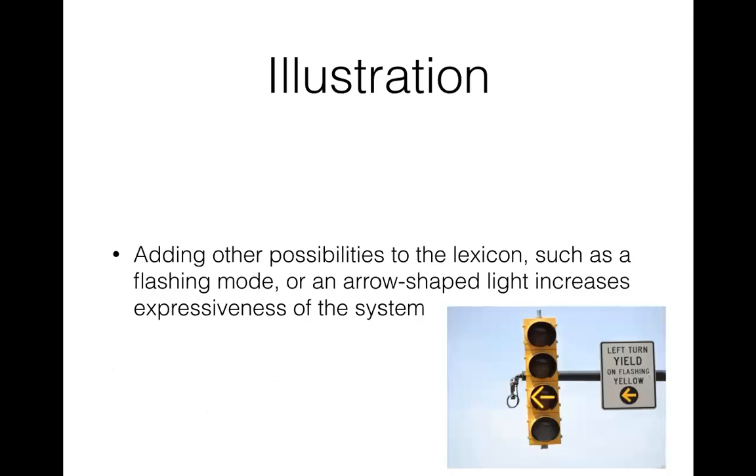Now you can always add other possibilities to the lexicon, right? So here is an example of left turn yield on flashing yellow. The yellow arrow just keeps flashing. And what that means is, if you're waiting to take a left turn, you have to yield to oncoming traffic when you see the flashing yellow sign, right? So again, it's a kind of caution, but only for left turns. Only if you're trying to take a left turn.